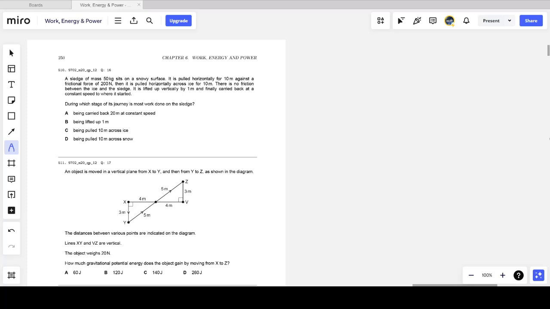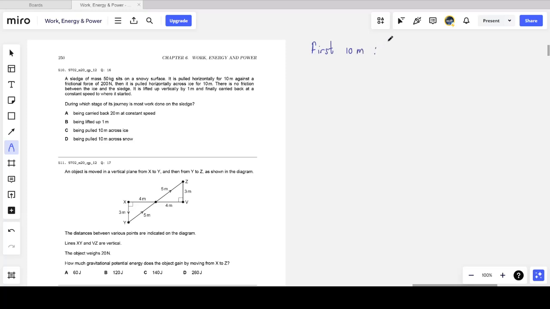It is then lifted up vertically by a meter and then finally carried back at a constant speed to where it started. And we want to know during which stage of its journey is the most work done on the sledge. So what we could possibly do here is calculate the work done for every part of the journey. And so I would start with the first 10 meters when the sledge is pulled across the snowy surface that has friction.